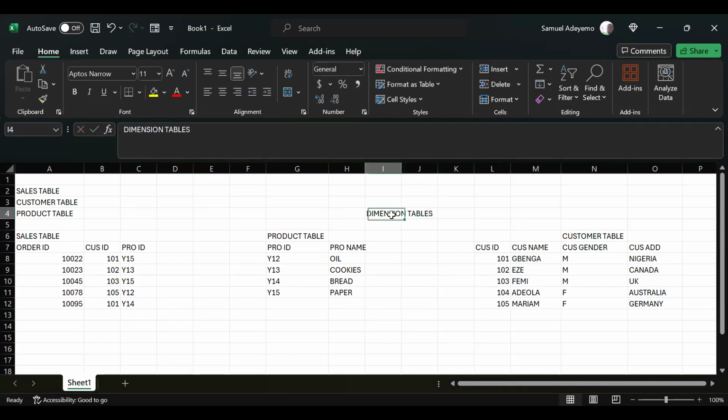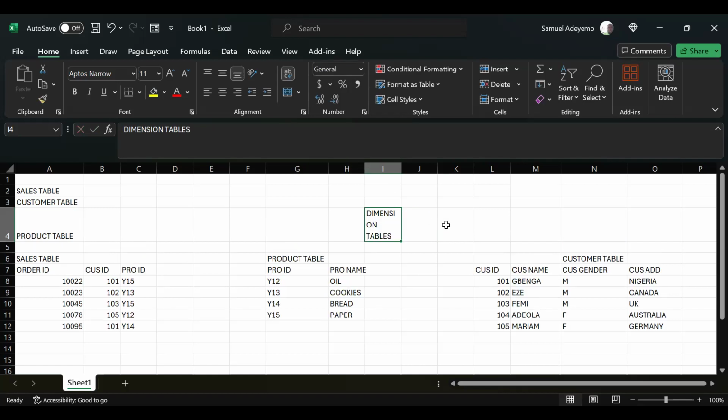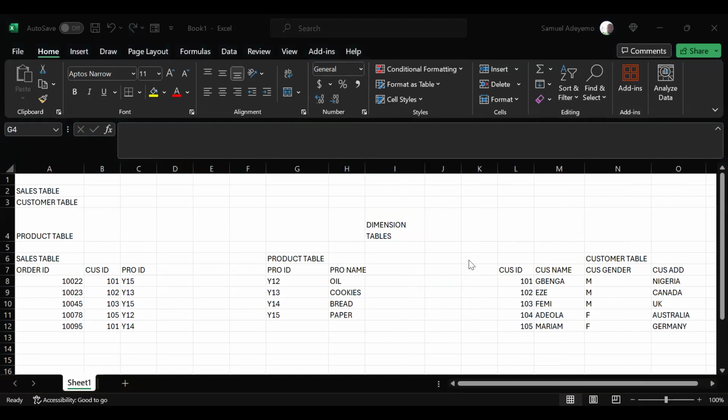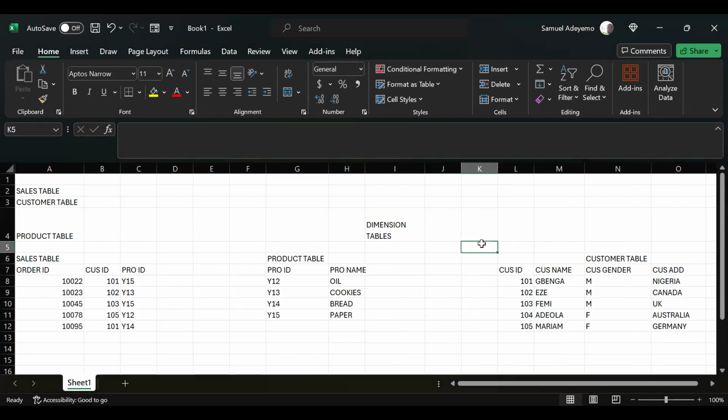Dimension tables. Let me wrap this. Yeah, we call it dimension tables, right? Because they uniquely talk about a particular thing. The product table is all about product alone. The customer table is all about customers alone, right? It will talk about customers, and I'll give you a unique list of all of these guys, right?